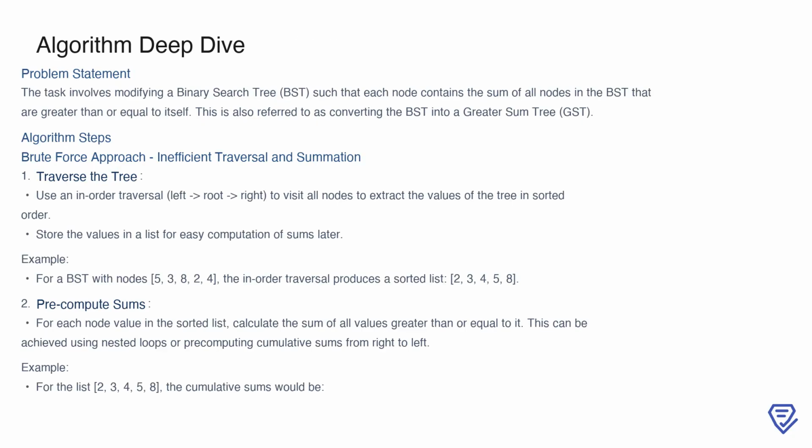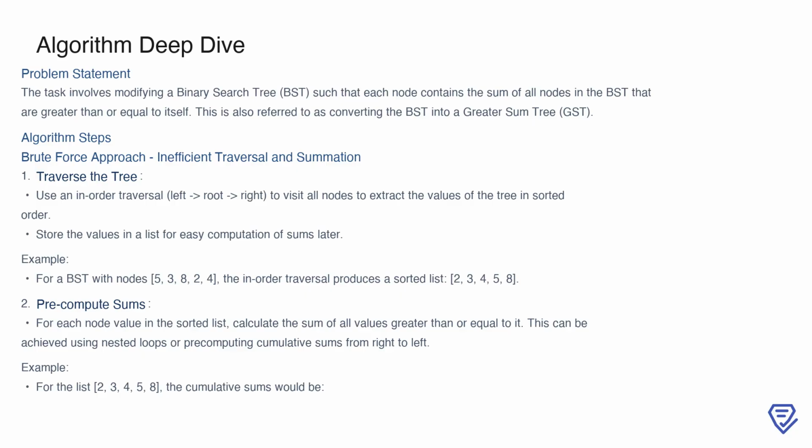In this problem, we are tasked with transforming a binary search tree, or BST, into a greater sum tree, or GST. The objective is to modify each node in the tree such that its value becomes the sum of all nodes in the BST that are greater than or equal to its original value. This can be achieved in multiple ways, one of which is the brute force approach. First, we traverse the tree using an in-order traversal, which processes nodes in ascending order of their values. This traversal gives us a sorted list of the node values.